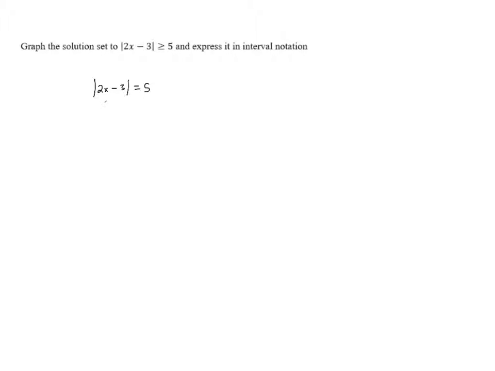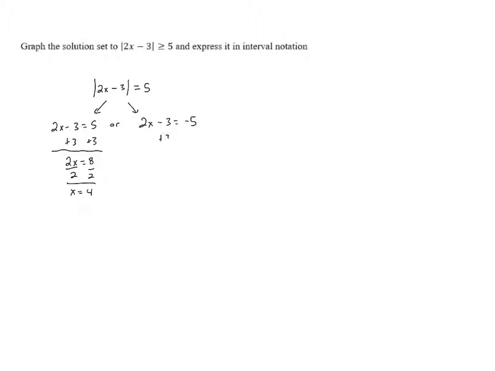So to solve this, we need to split it up into 2x minus 3 equals 5, or 2x minus 3 equals negative 5. And we need to solve each of these equations on their own. For the first one, we can add 3 to both sides to get the 2x alone, giving us 2x equals 8. And when we divide by 2, that gives us x equals 4.